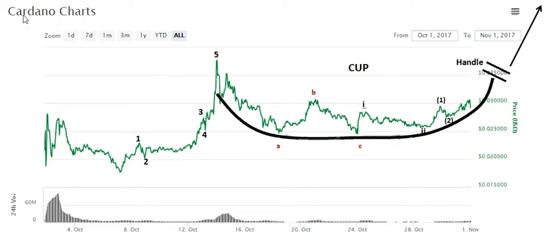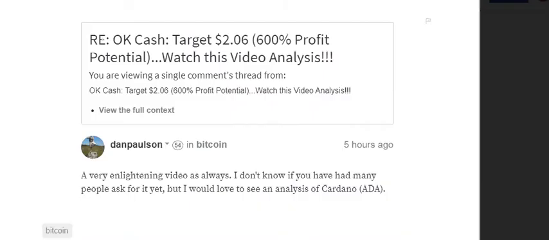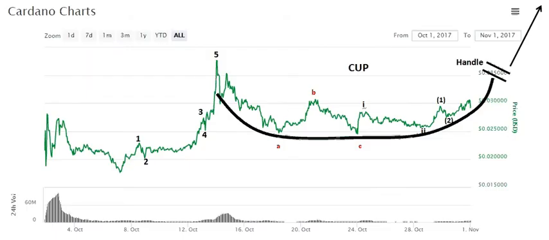So here is a chart of Cardano. It's a coin I had never heard of before. It's very interesting. This was requested by Dan Paulson. Cardano's symbol is ADA, and I'll be happy to do the analysis.